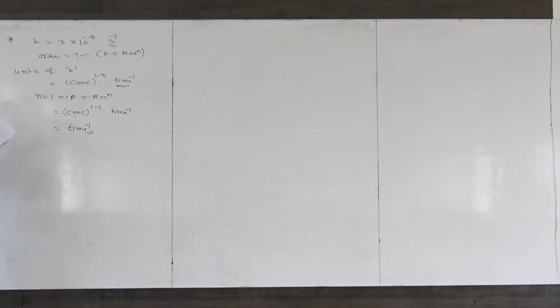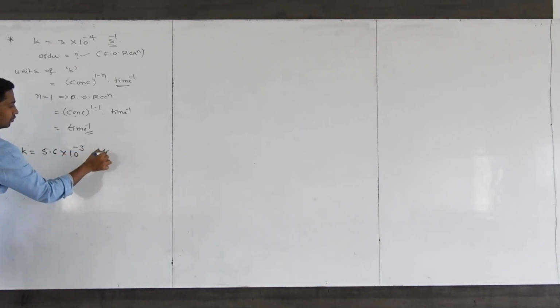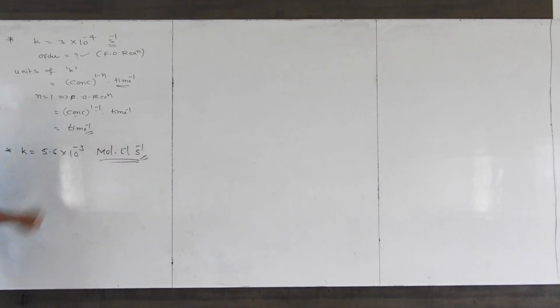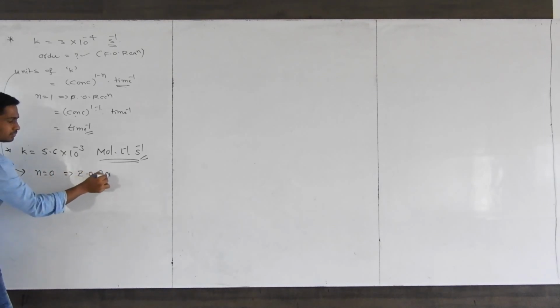Just for your idea, I will give you one more K value. Even if K is equal to, the value is not a matter, 10 to the power of minus 3 mole per liter per second. Which order reaction is this? From this, only concentration and time will be there. So what has to be taken? n is equal to 0. n is equal to 0 means it's a zero order reaction.